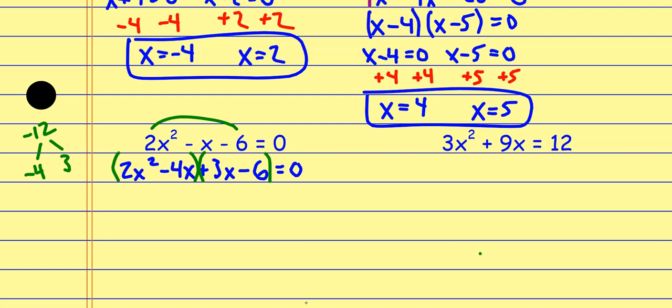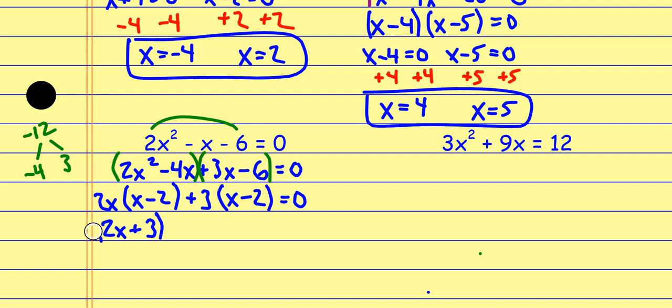So out of the first group, I can factor out a 2x, which leaves me with an x minus 2. Out of the second group, I can factor out a 3, which leaves me with an x minus 2. And now I can see the common polynomial between the two is the x minus 2. If I were to take that away, the two factors are going to be a 2x plus 3, and an x minus 2.